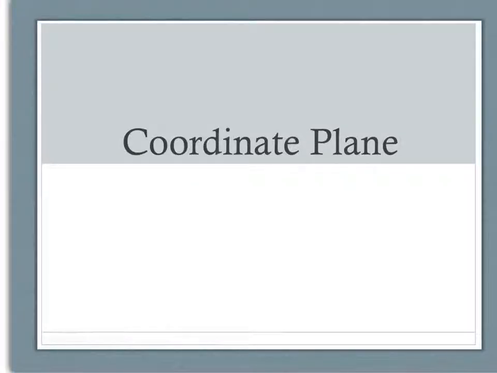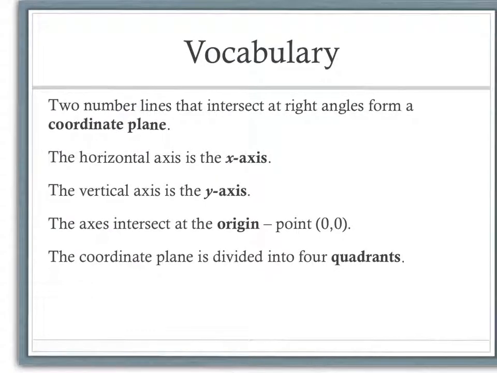The first topic in our graphing unit is the coordinate plane. Some vocabulary with the coordinate plane. The two number lines that intersect at right angles form a coordinate plane. The horizontal axis is the x-axis. The vertical axis is the y-axis.